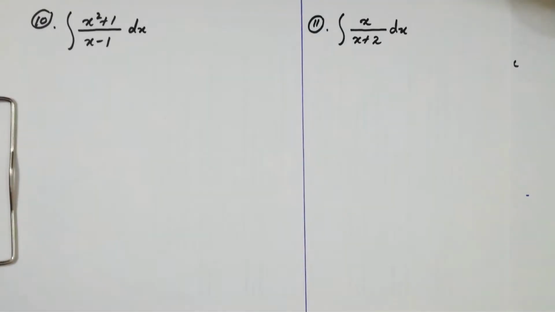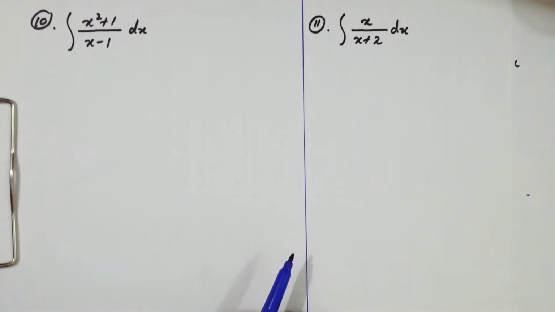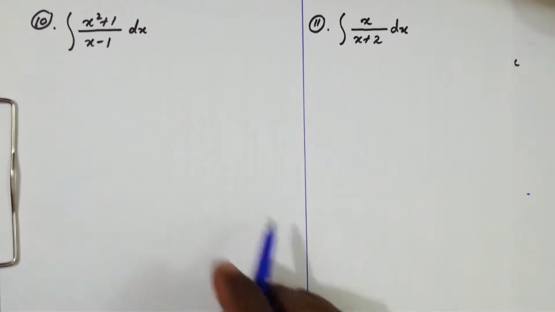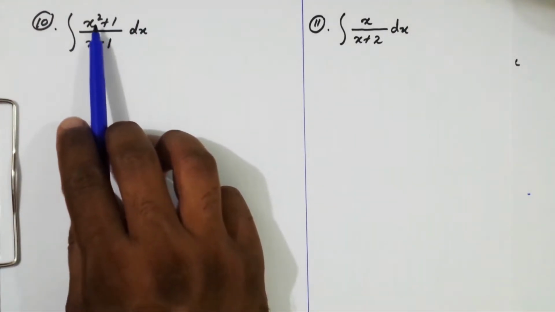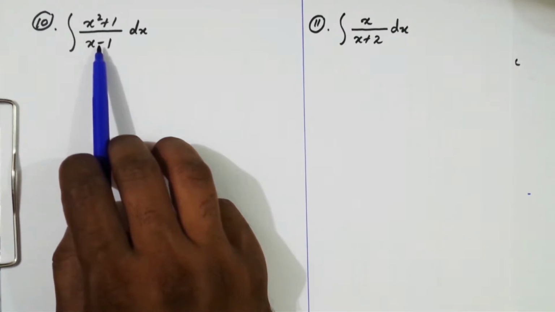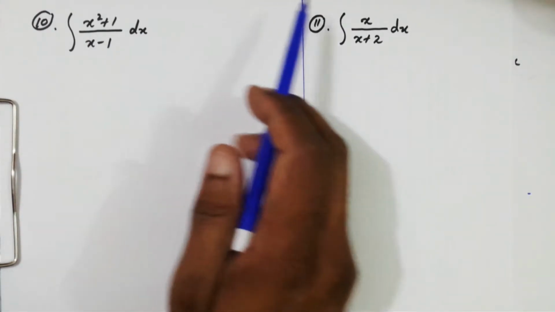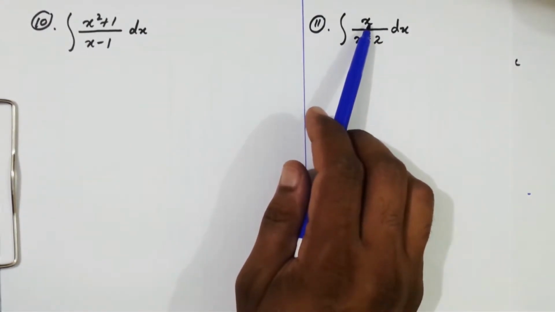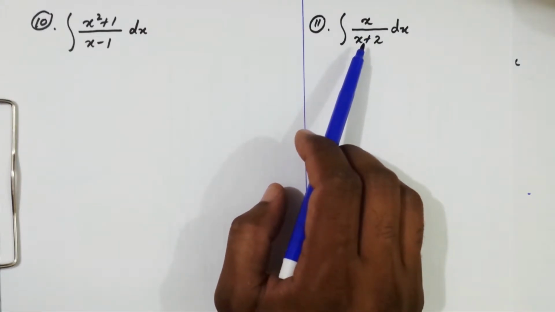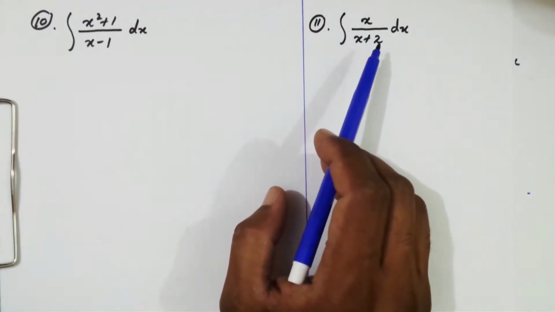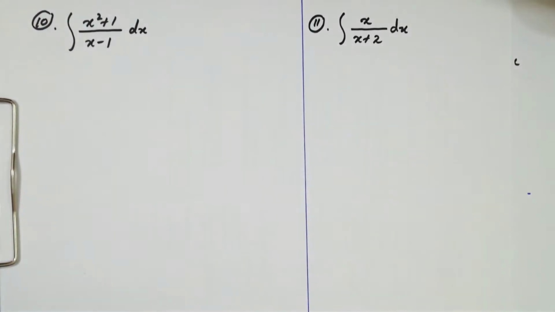Now here you are looking at these questions are related to improper fractions. As we discussed the definition of proper and improper fractions, here the degree of the numerator is greater than the degree of the denominator, and in this question the degree of the numerator and the degree of the denominator are both equal. So these questions are related to improper fractions. Now we check how to find the integration of this type of question.